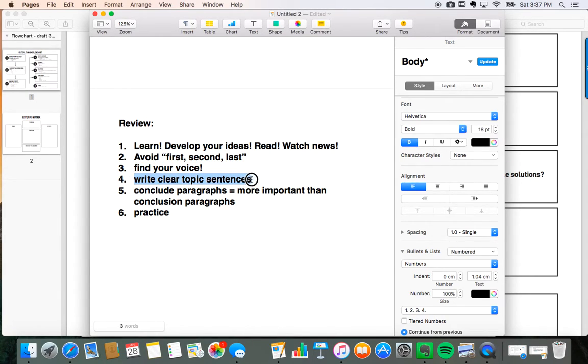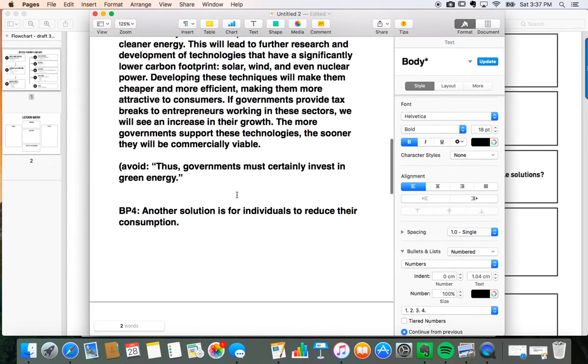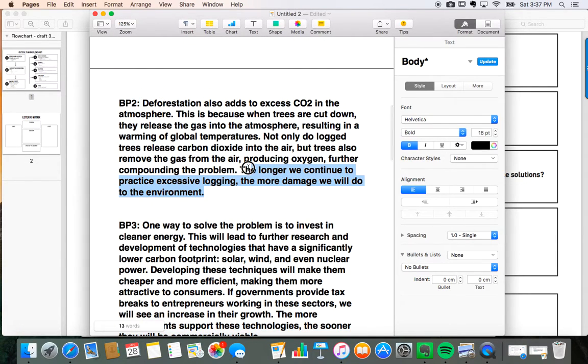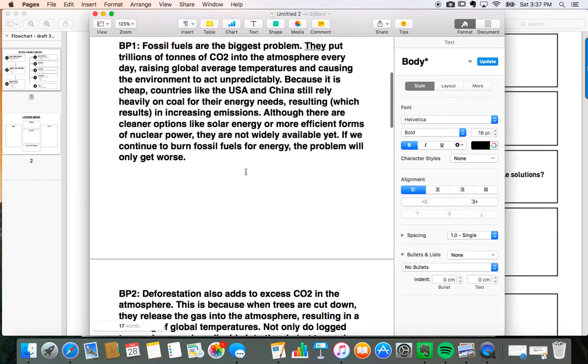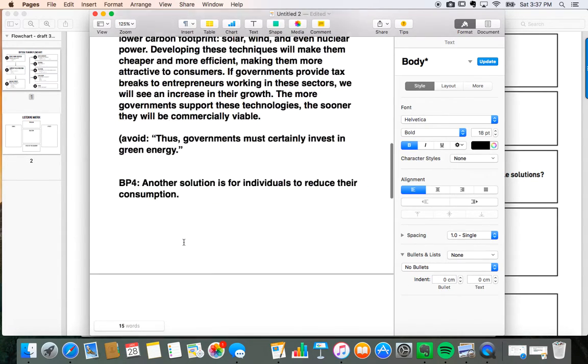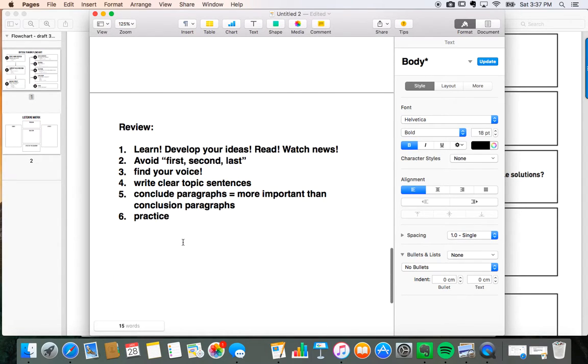Clear topic sentences, again, very important. And remember, conclude a paragraph. Don't conclude the essay. All right? You're not writing a conclusion at the end. You're writing 3 conclusions. Every body paragraph should be concluded. Don't just wait till the end and then say in conclusion. Again, not wrong, but not great for the high score that you want. And of course, practice, practice, practice. That's the most important thing.